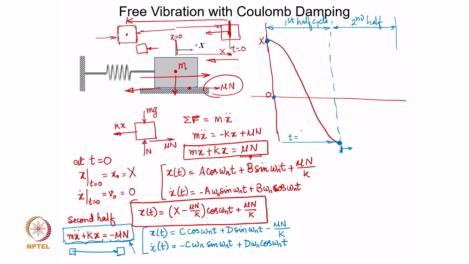See, this period is for one full cycle. So, for half cycle, instead of 2 pi by omega n, it is going to be pi over omega n. For half cycle it is going to be pi over omega n and not 2 pi over omega n, because the oscillations are still with omega n.